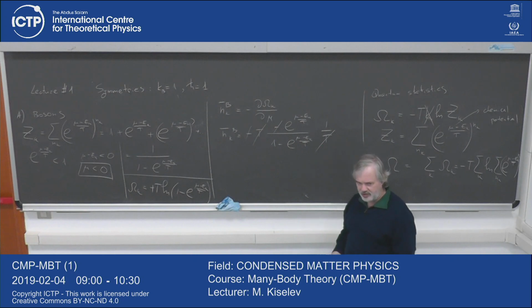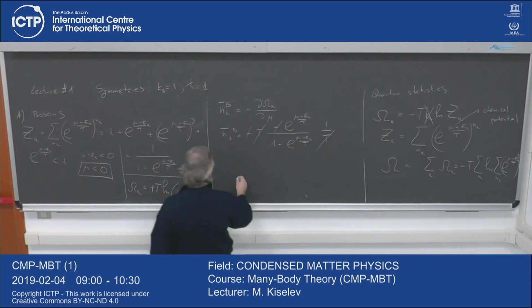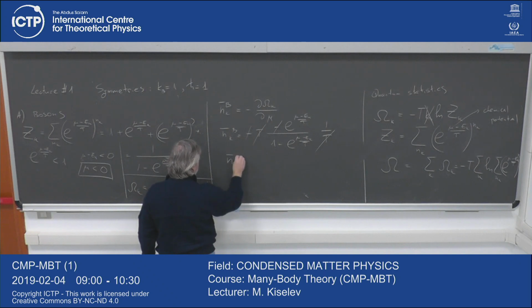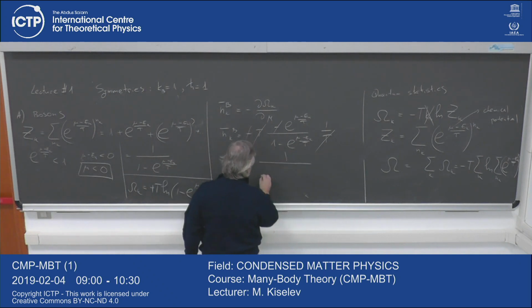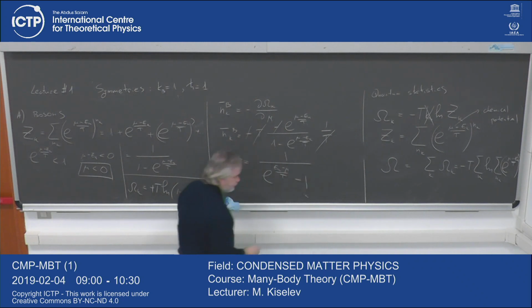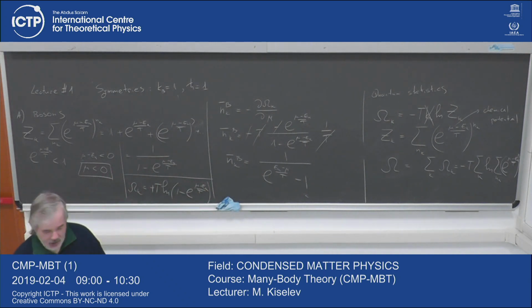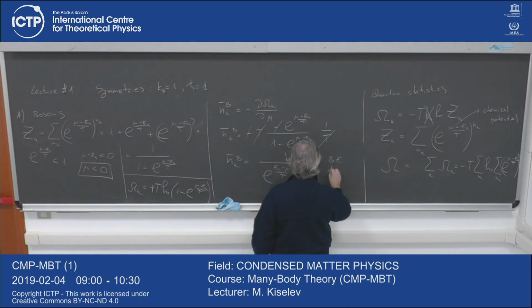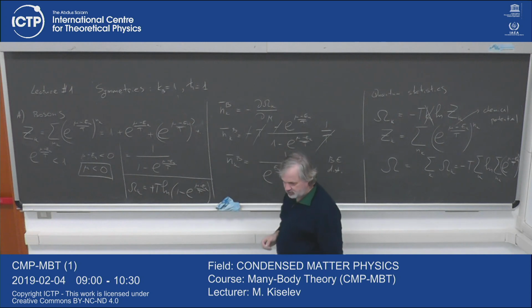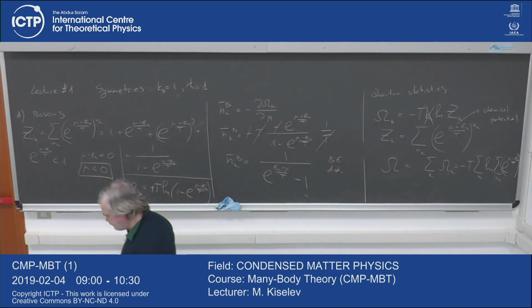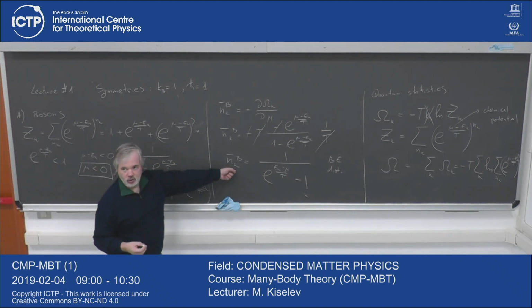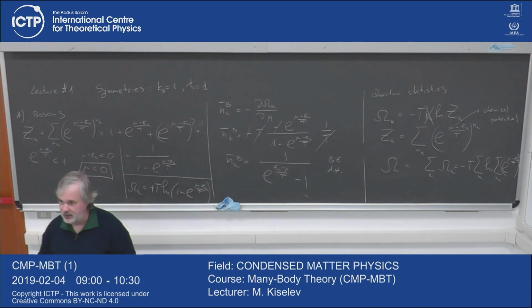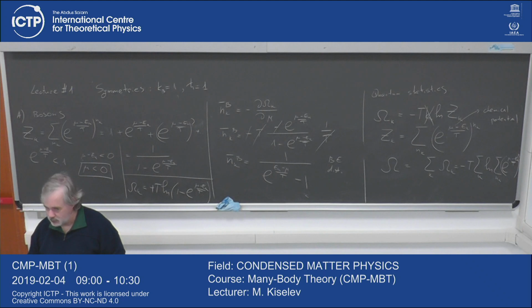I will multiply numerator and denominator by the inverse exponent, and I get n k bar for bosons is equal to 1 divided by e to the power epsilon k minus mu over temperature, minus 1. This is what you know as the Bose-Einstein distribution function, the BE distribution function, which characterizes Bose statistics. So this is the average occupation number of particles which occupy a given quantum state, characterized by the quantum number k. Good.